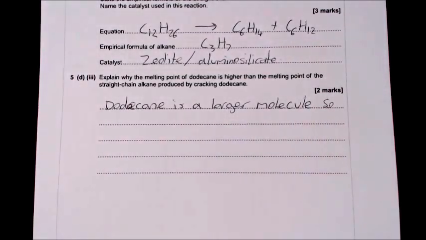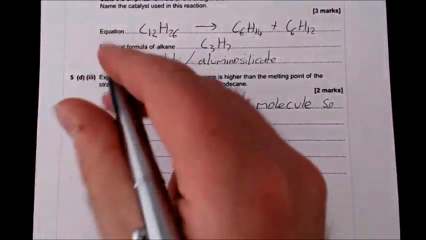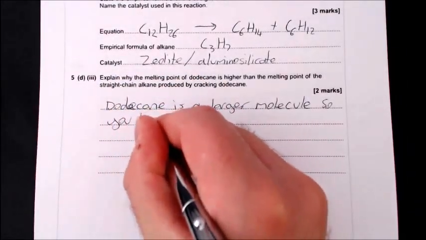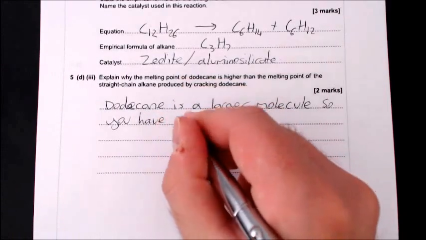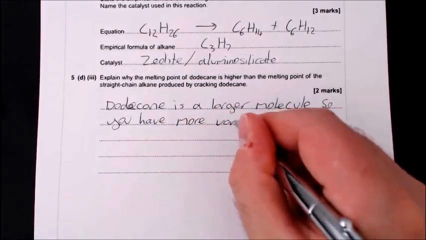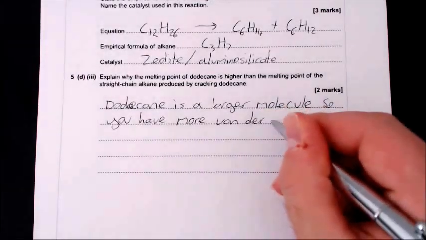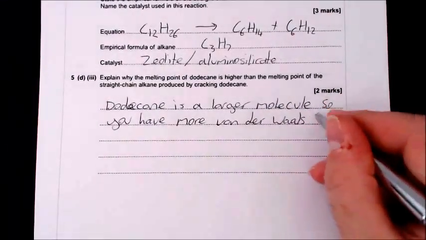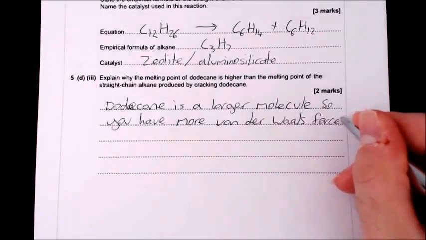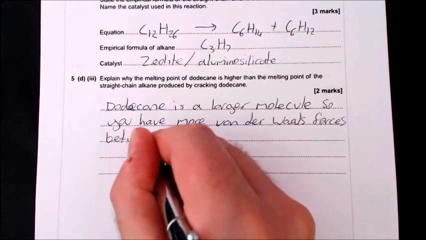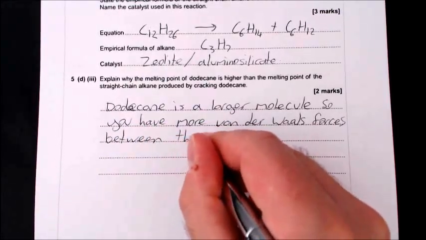So we first of all stated that dodecane is the larger molecule. So I'm going to put, so you have more, or you could say stronger, van der Waals forces between the molecules.